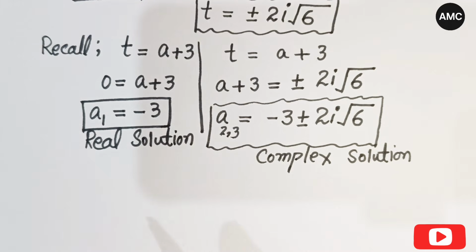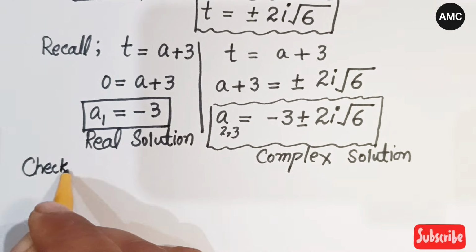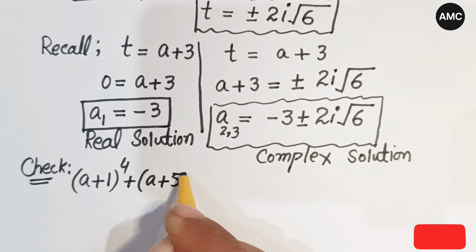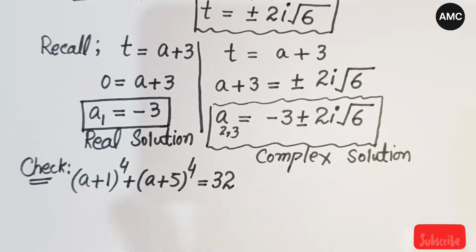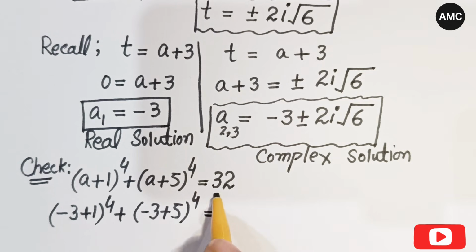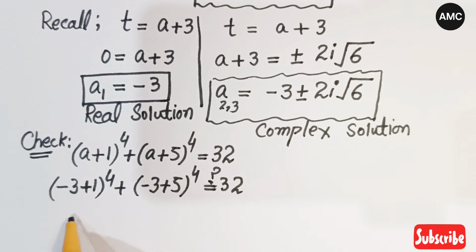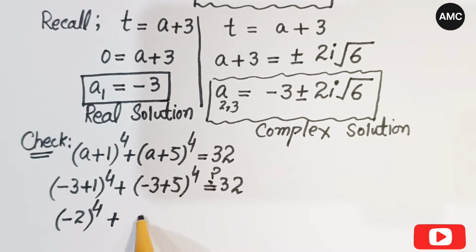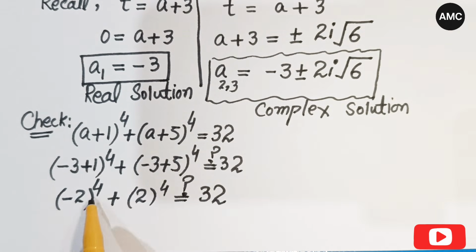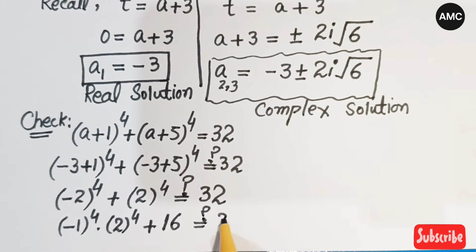But now if we want to check this real value in the problem, our problem is (a plus 1) whole to the power 4 plus (a plus 5) whole to the power 4 is equal to 32. Using the real value of a, which is minus 3, putting it here we get (minus 3 plus 1) whole to the power 4 plus (minus 3 plus 5) whole to the power 4, is it equal to 32? Minus 3 plus 1 is minus 2, whole to the power 4, plus minus 3 plus 5 is 2, whole to the power 4. Minus 2 whole to the power 4 can also be written as (minus 1) to the power 4 times 2 to the power 4, plus 2 to the power 4, which is 16. Is it equal to 32?